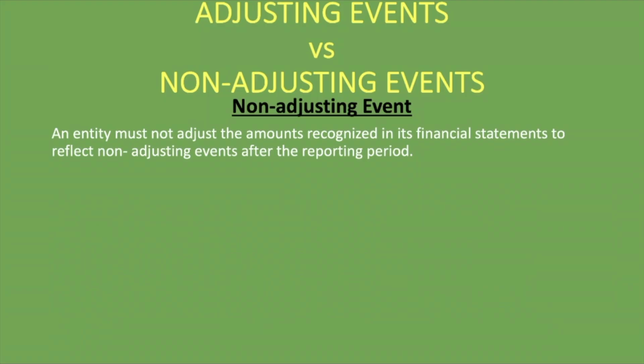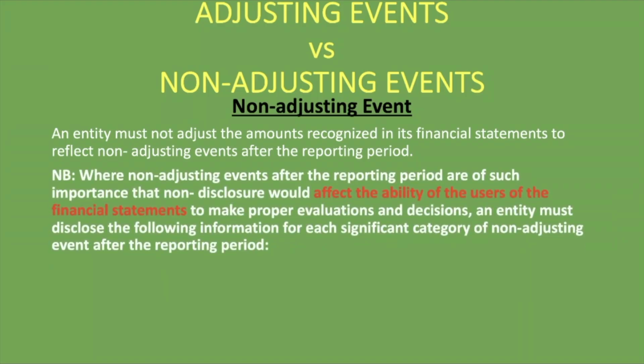So what do you need to do when it's a non-adjusting event? Well, when non-adjusting events after the reporting period are of such importance that non-disclosure would affect the ability of the users of the financial statements to make proper evaluations and decisions, an entity must disclose the following information for each significant category of non-adjusting event after the reporting period. So what are we saying here? Well, if the non-adjusting event is material or can affect the decisions of the users of the financial statements, if I omit it or if I include it, then this is what I need to disclose.